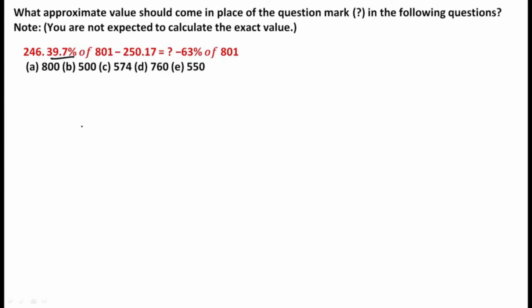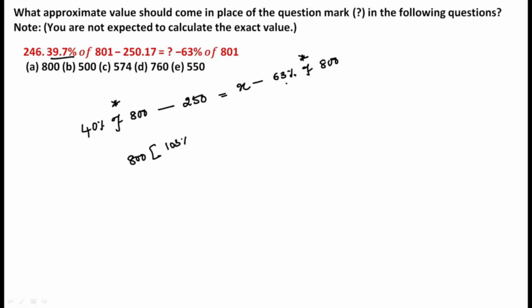Now see, here the value is 40%. I am taking 40% of 800. 801, I am taking it as 800 for calculation. And 240 is exactly equal to x minus 63% of 800. Now if you see this scenario, 800 is common. Now if the left hand side becomes the right hand side, they interchange their symbols. Plus becomes minus, minus becomes plus. So 63 and 40, now the value becomes exactly equal to 103 percent. So 103 percent minus 250 is exactly equal to x.